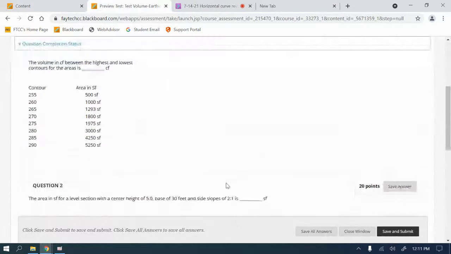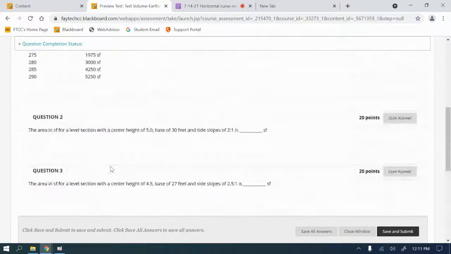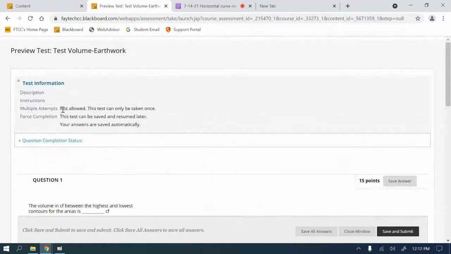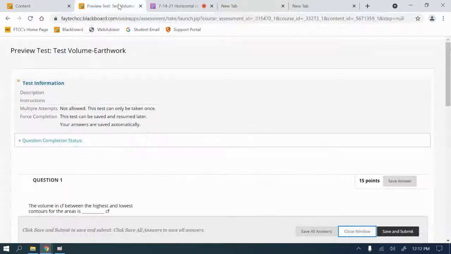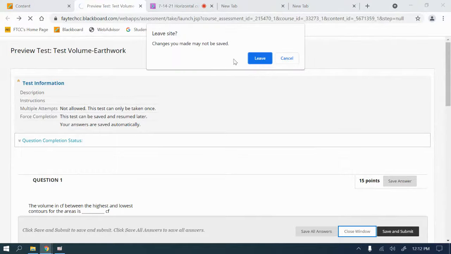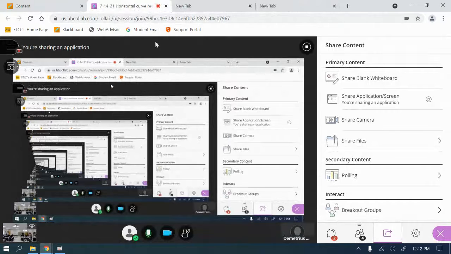So you can go in and copy this or print it. This is online. You can print it. You don't have to come out. You can save it, resume it later. Your answers are automatically saved. So I'm going to go ahead and close it, and make sure I'm not jumping out of this accidentally.